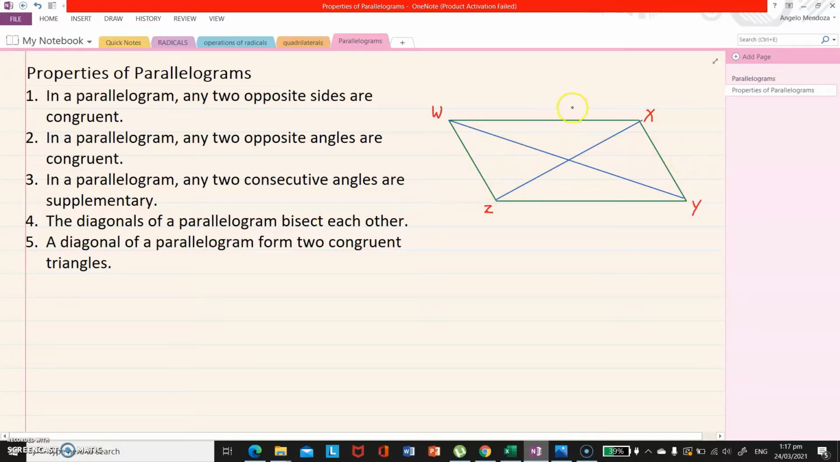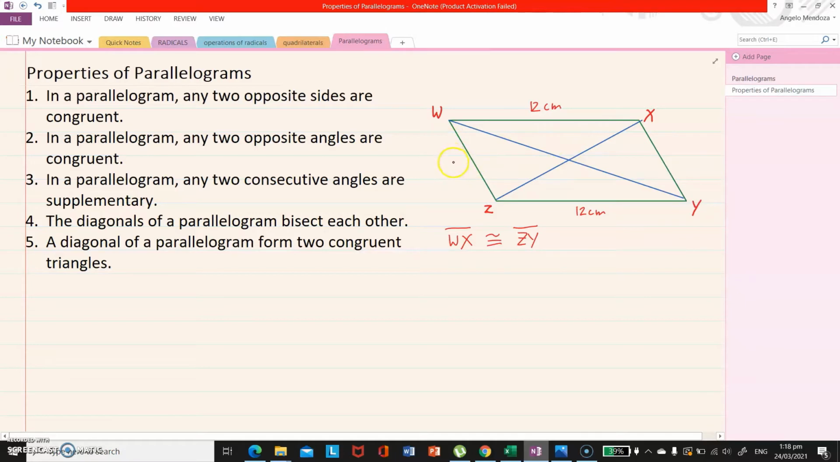Okay? So, let's say, maglagay tayo ng sukat. So, let's say, this side, line segment WX is 12. For example, you have 12 centimeters. So, automatic, the opposite side will also be 12 centimeters. So, do sa number 1, we can say that line segment WX is congruent to line segment ZY. Since they have the same measurement.